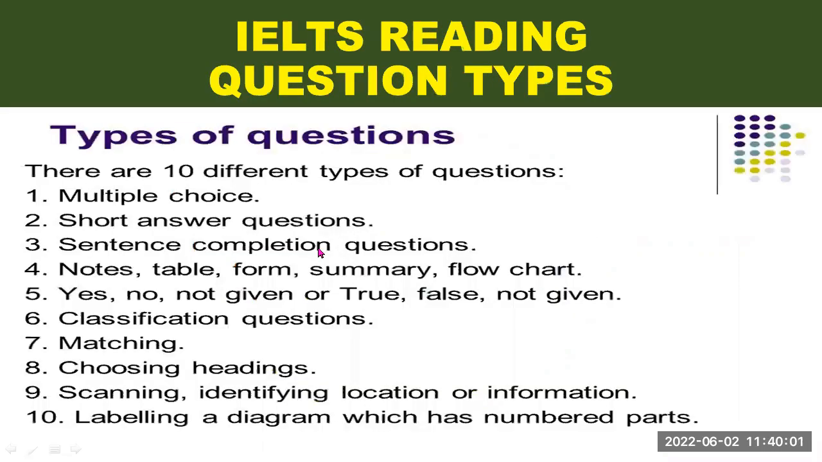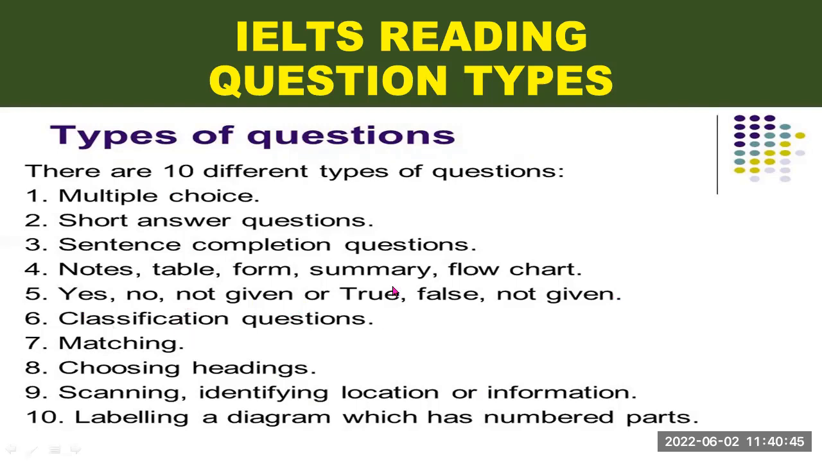All right. Then let's look at the types of questions to expect in the IELTS reading test. There are 10 different types of questions. Of course, there are some others. Number 1, multiple choice. 2, short answer questions. 3, sentence completion questions. 4, notes, table, form, summary, flow chart. These are grouped together in this classification. Then 5, yes, no, not given, true, false, or not given. These are various types of questions. You have yes or no question, true or false question, and so on and so forth.